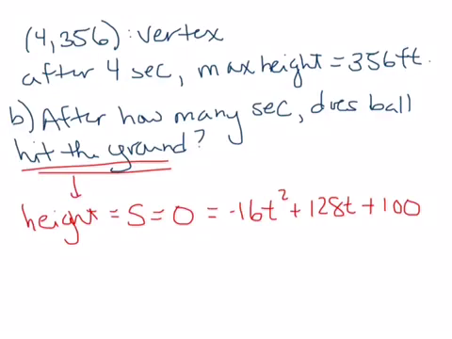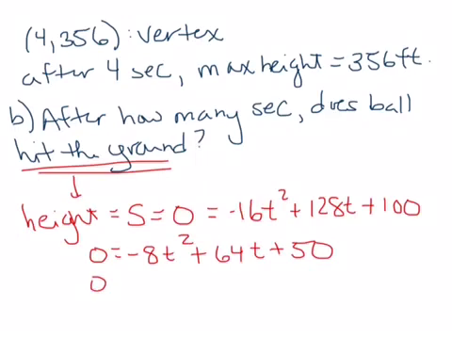Now, we can start factoring this and see how far we get. I don't think this is going to factor. The best that we could do is divide both sides of this equation by 2 to give us 0 equals negative 8t squared plus 64t plus 50. Oh, you know what? We should have divided by 4. Let's divide by a second 2 here. Negative 4t squared plus 32t plus 25.